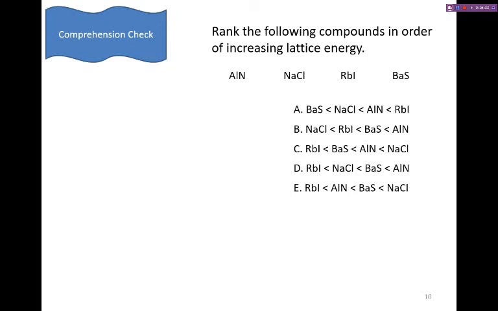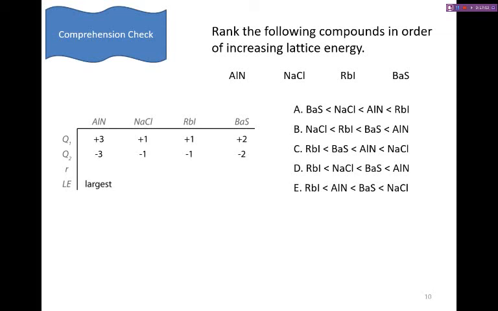Welcome back. So, we want to rank these compounds in order of increasing lattice energy. So, a really easy way to do this is to draw out a table where you tabulate the charges, the relative sizes of the different species. And using the groups that they are in the periodic table, we can determine that aluminum and nitride would have a positive or a negative 3 charge. Sodium and chloride would have a positive and negative 1. Rubidium and iodide, a positive and negative 1. And barium and sulfide are positive and negative 2.